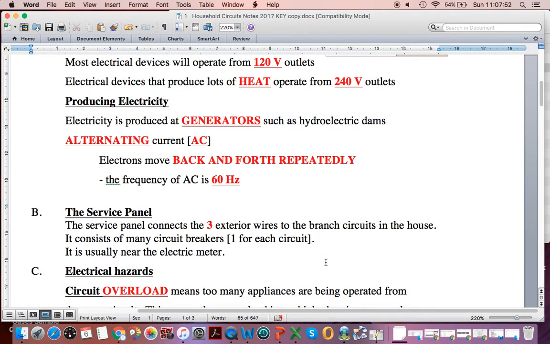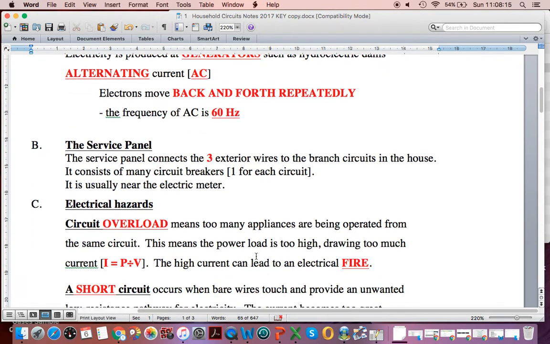Now the wires that come into your home will go to the service entrance panel. And that service entrance panel will then distribute the electricity to the branch circuits in the house. And you will also likely have circuit breakers or fuses so you can control those circuits and protect them. Typically the service entrance panel will be near the electric meter, where meter readings used to be done by a meter reader but are now done remotely.